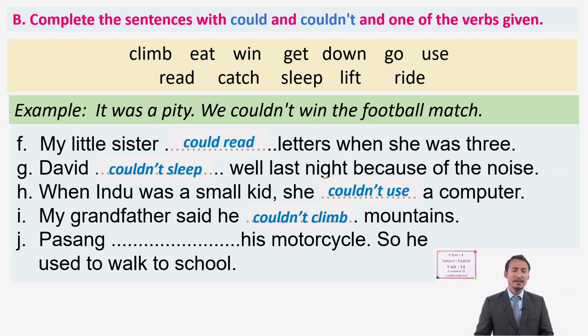Sentence J here, Pasang, look here, his motorcycle, so he used to walk to school. So he used to walk means he couldn't, right? So he couldn't ride his bicycle or motorcycle. Okay, so he used to walk to his school.